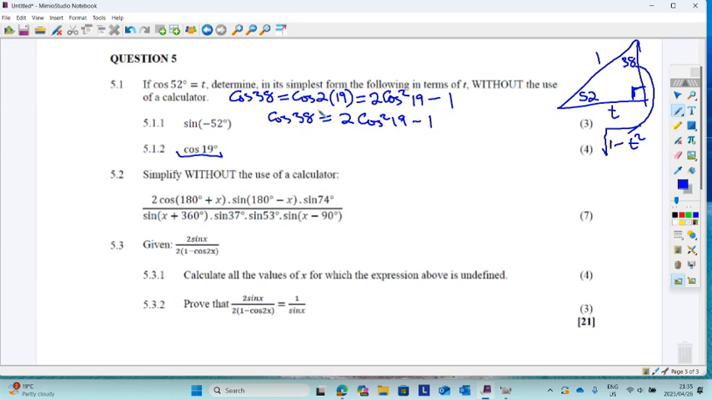Cos 38 from the diagram is adjacent over hypotenuse, and this is our adjacent there. So this will be the square root of 1 minus t squared all over 1. But even if we don't write the 1, it's still fine. So this is equal to 2 cos 19 squared minus 1. So this is the expression that we have to deal with there.